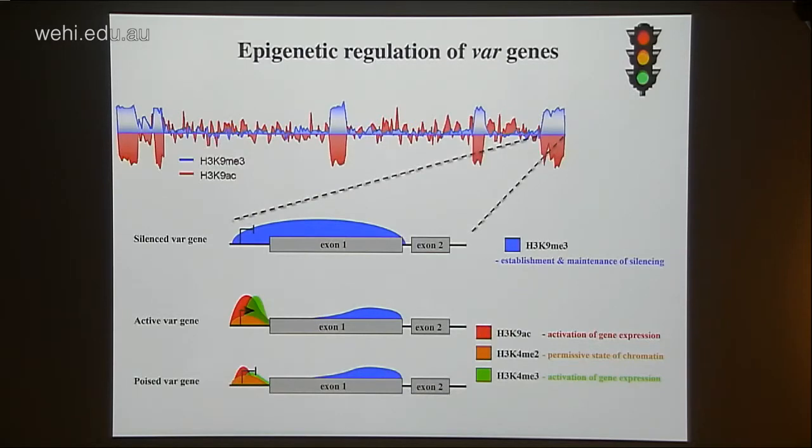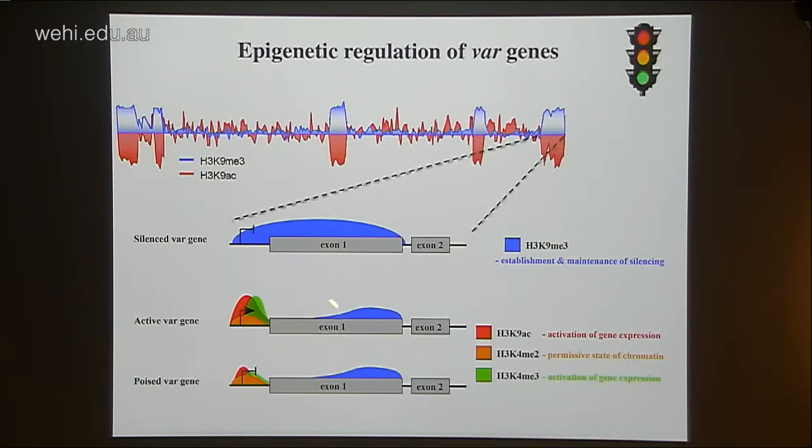So we know that these particular chromosome marks are important, or at least allow us to map the state of VAR genes. For a silenced VAR gene, we know that histone 3 lysine 9 methylation is basically linked to establishment and maintenance of silencing. You can see that every single VAR gene is covered with chromatin that is marked with this particular methylation.